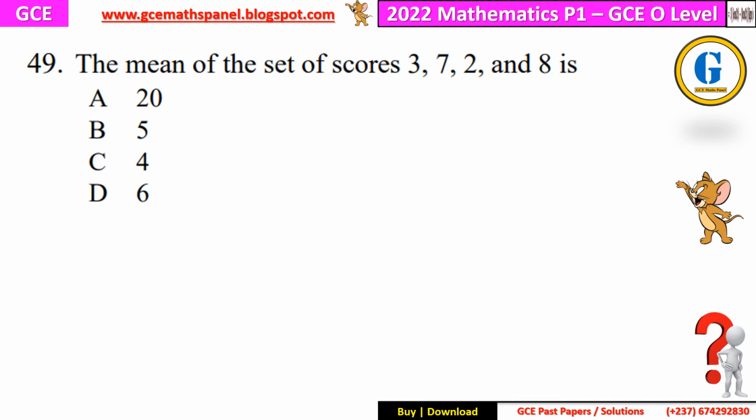The mean of the set of scores 3, 7, 2, 8 is... The mean is just the sum of all of these scores divided by the number of scores. So we have 3 plus 7, 10, plus 2, 12, plus 8, 20, divided by how many scores there are, 4. 20 divided by 4, what does that give us? That gives us 5. So we have the mean to be 5.